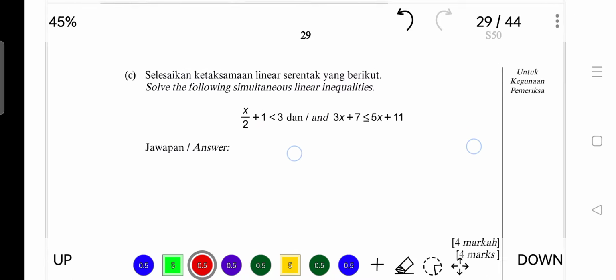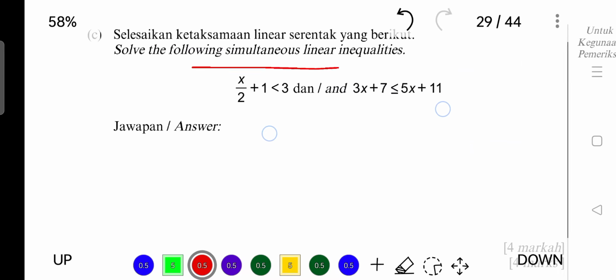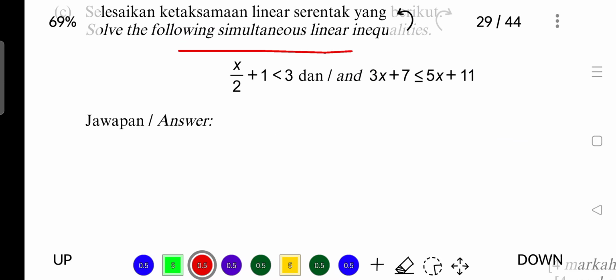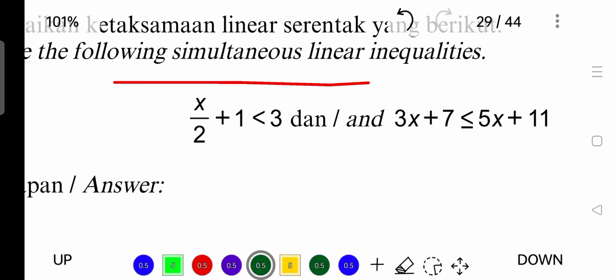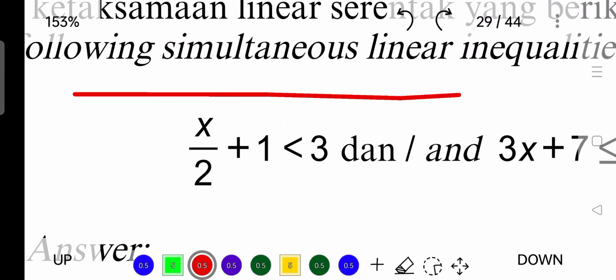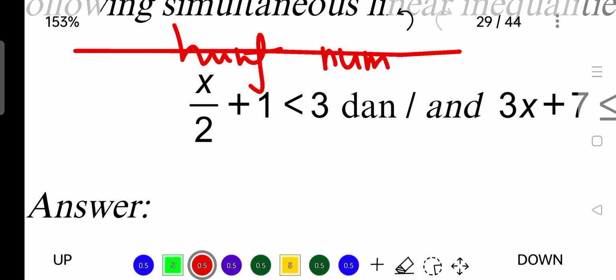Okay, so solve the following simultaneous linear equation. This is not difficult at all. As I've said earlier in part B, normally for equal, doesn't matter if it is equation or inequalities, what you have to know is the left hand side will always go for the variable, or I call it huruf, and the right hand side is the number. Okay, that is their house. So we're going to split it into left and right.